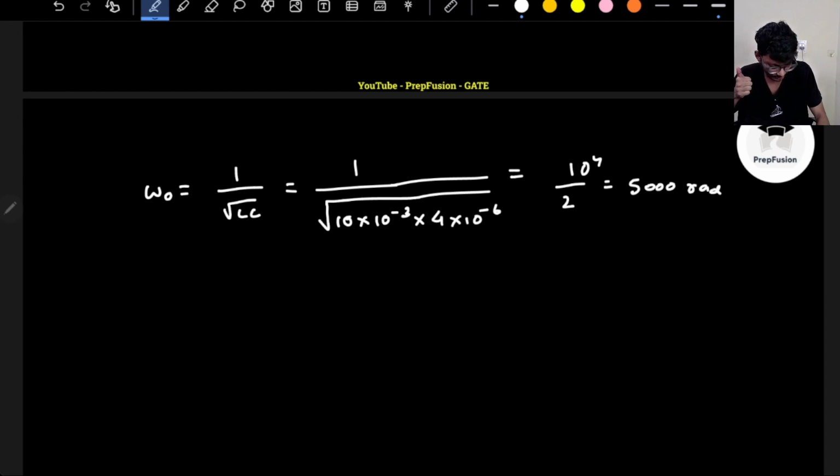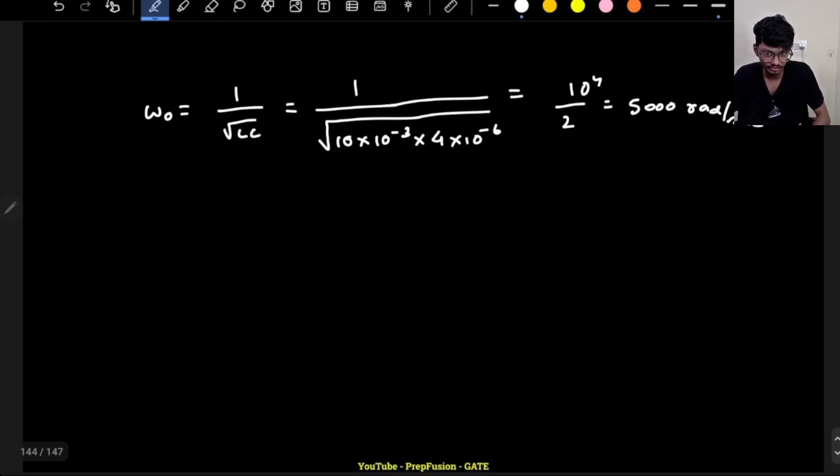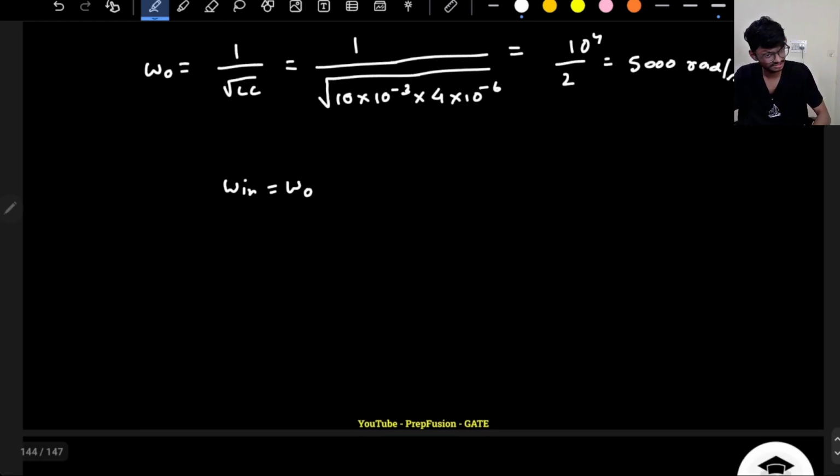So actually I am very lucky, right? Whatever frequency they have given me of the waveform, that is equal to my omega naught. The input frequency omega in and omega naught are same. So you will say the circuit is in resonance.